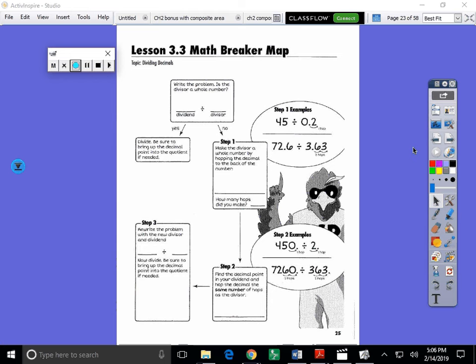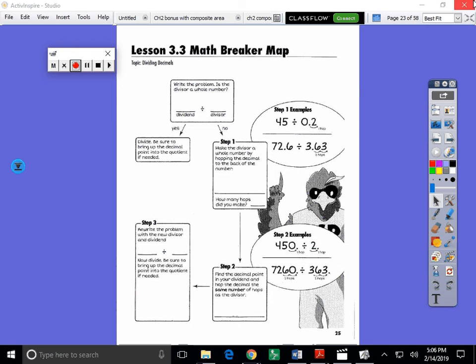We are currently working on Chapter 3, learning to multiply and divide fractions and decimals. So moving ahead to lesson 3.3 today, we're going to talk specifically about dividing decimals. What I have in front of you is a math breaker map. This is a thinking map to help me decode division of decimals using some basic steps.